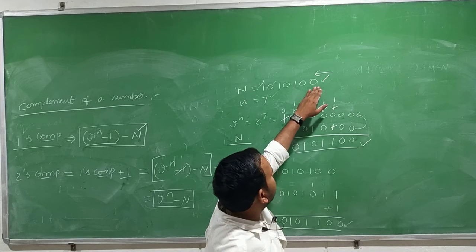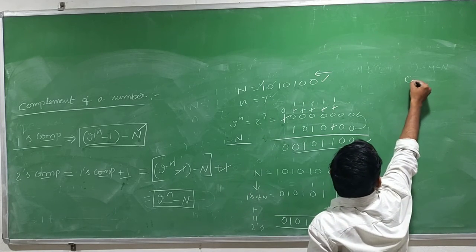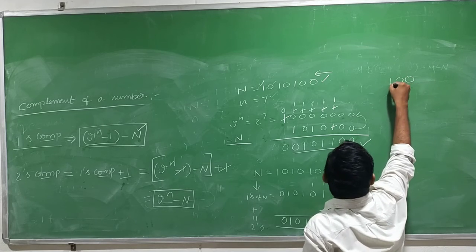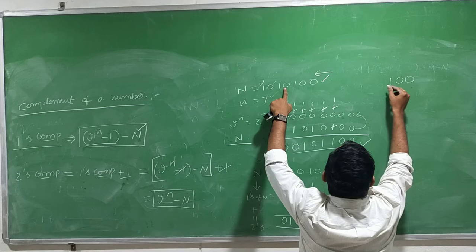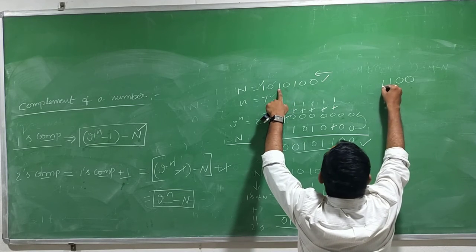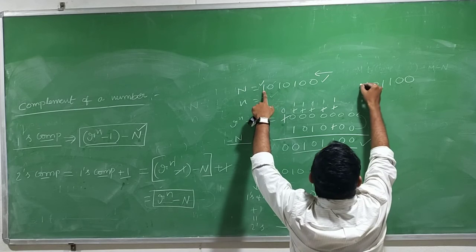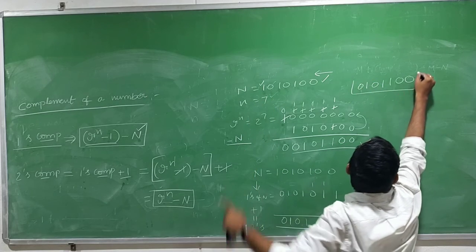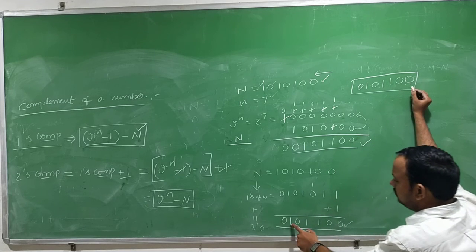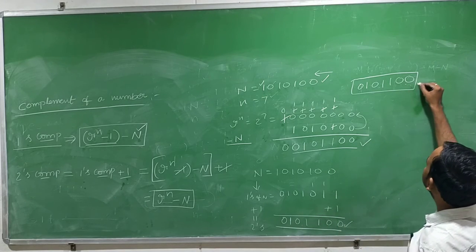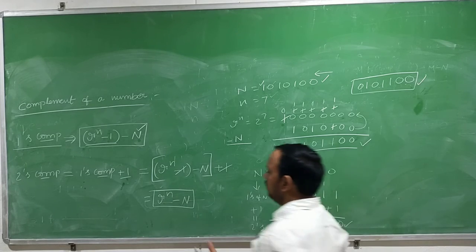The direct method shortcut is: copy the numbers from the right side until you get the first one. So here 0, 0, 1. After that, invert each digit. Here you have 0, right? 1 here. Here you have 1, 0. Here you have 0, 1, 1, 0. Okay? This is the direct method. 0 1 0 1 1 0 0, the same answer. Right? So 2's complement you can perform in any method.